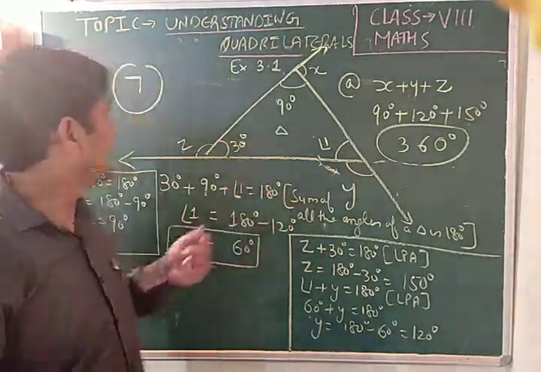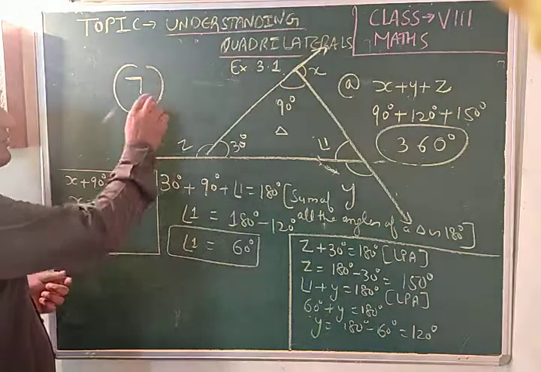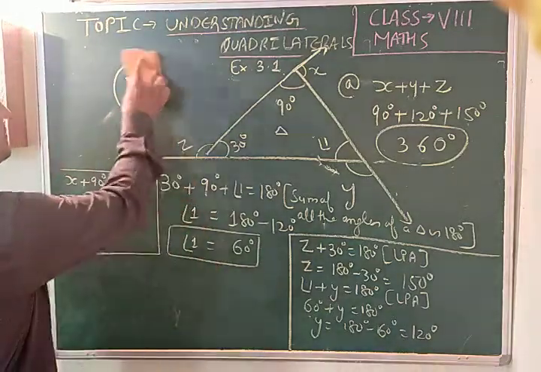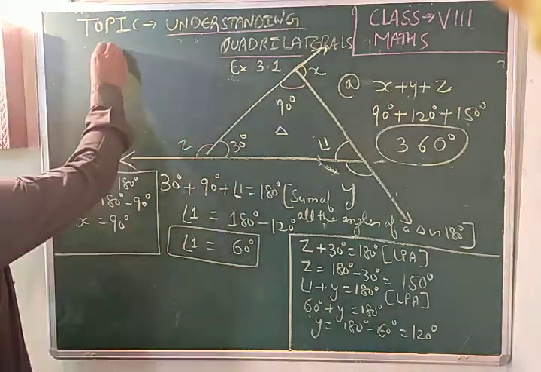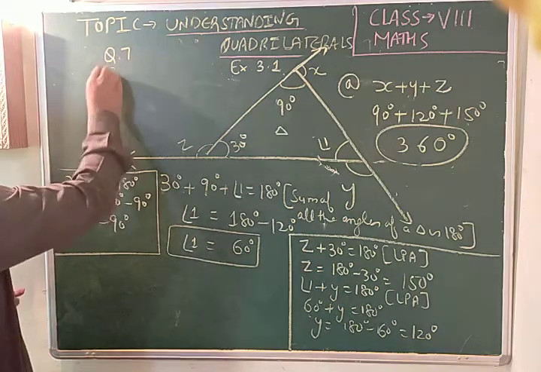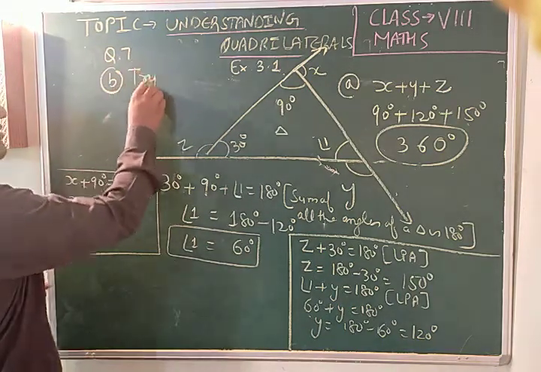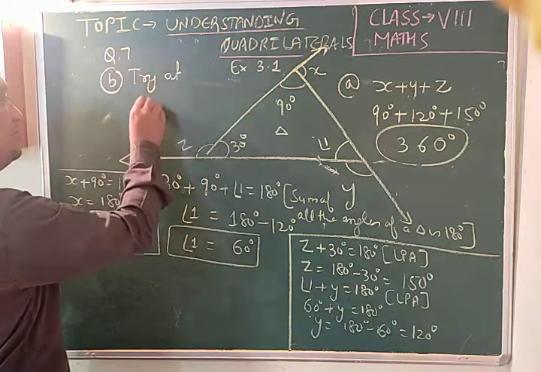And children, one more part is there, B part. The seventh question, B part, is your homework. Question number 7, part B. Try at home.